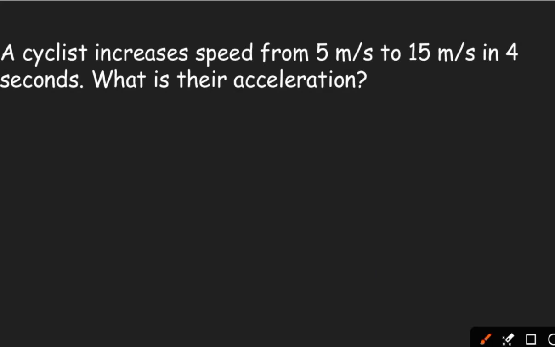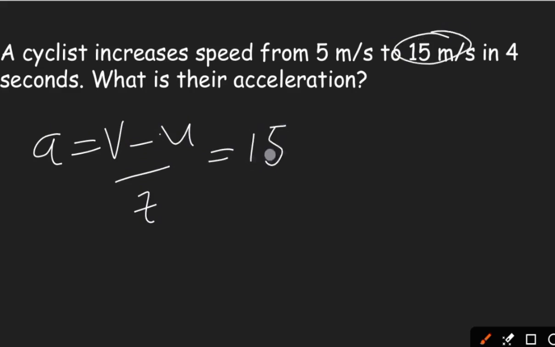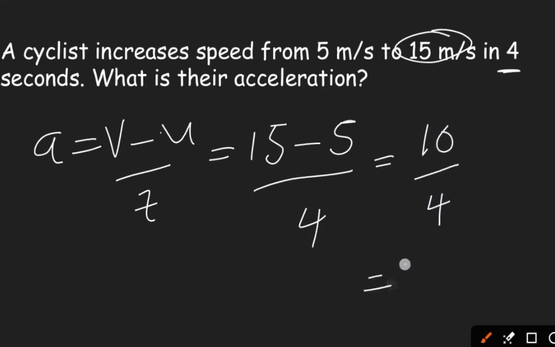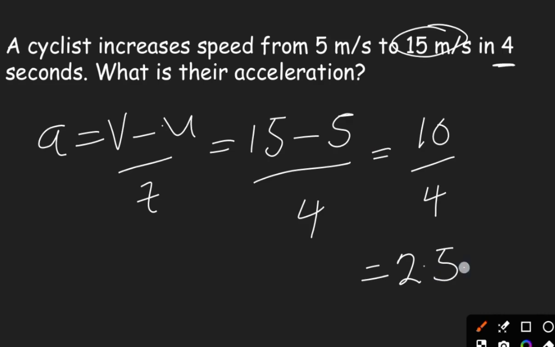A cyclist speeds from 5 meters per second to 50 meters per second in 4 seconds. What's the acceleration? Now, pause this video and try it by yourself. Alright, so acceleration equals final velocity minus initial velocity over time. Final velocity over here is 50 meters per second minus initial 5 over time. Take note it's in seconds, 4 seconds. 50 minus 5 is 45 over 4, which gives 11.25. What's the unit? Meter per second squared.